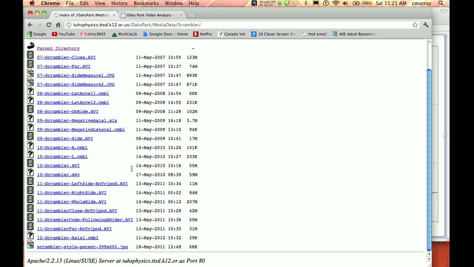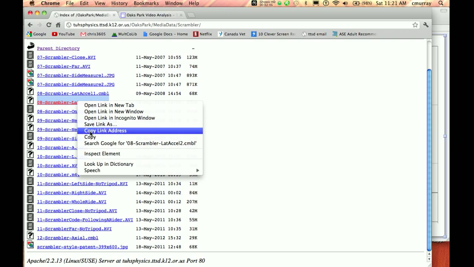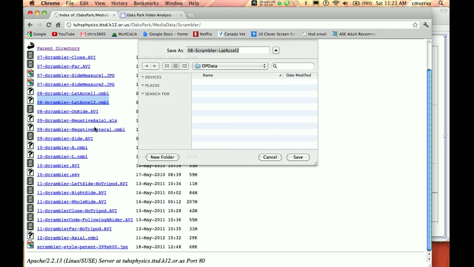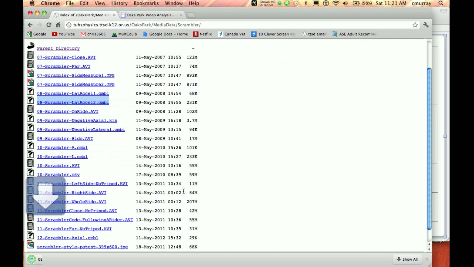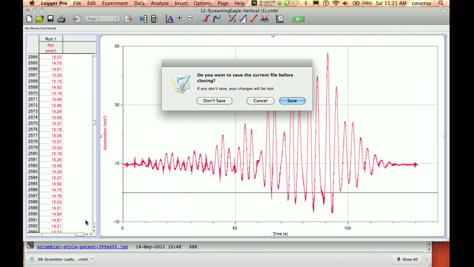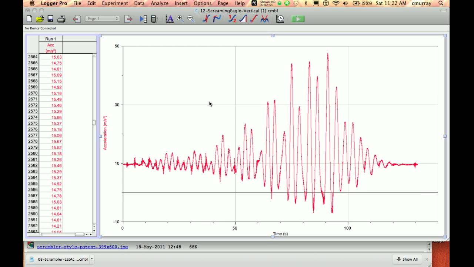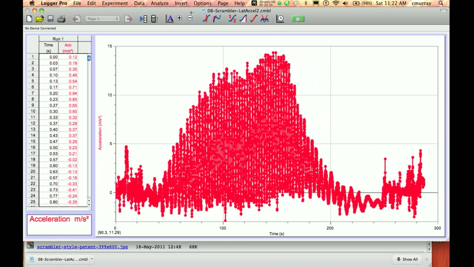All right, let's look and see what we've got. We've got an axial, and we don't want axial. We actually want a lateral acceleration. There we go. Lateral acceleration. There it is. That ought to be good. Should you think? Save link as. Save it. Don't save. There we go. That's crazy.